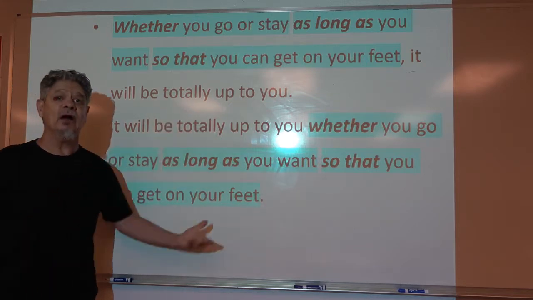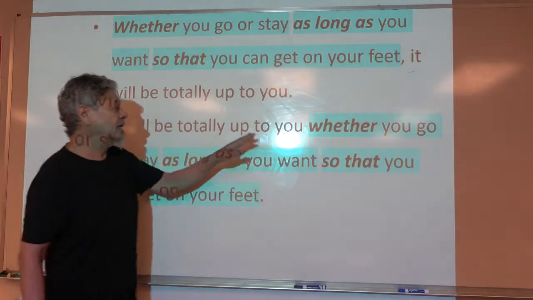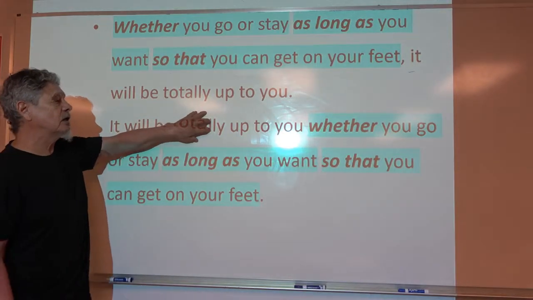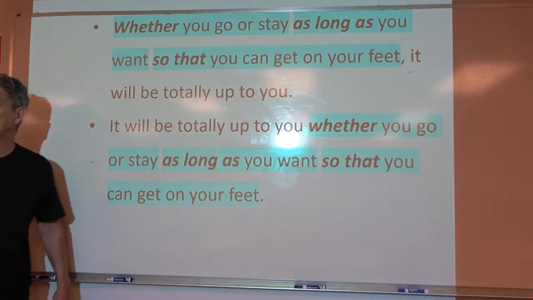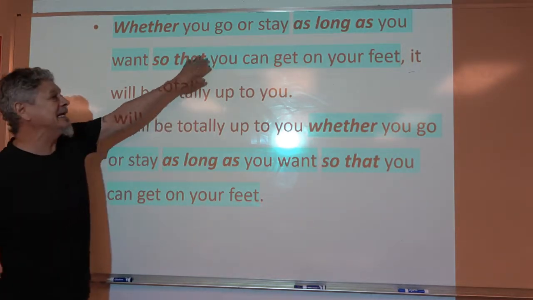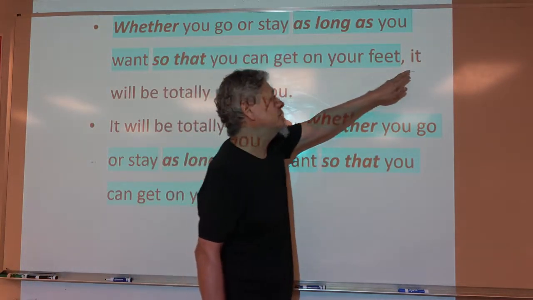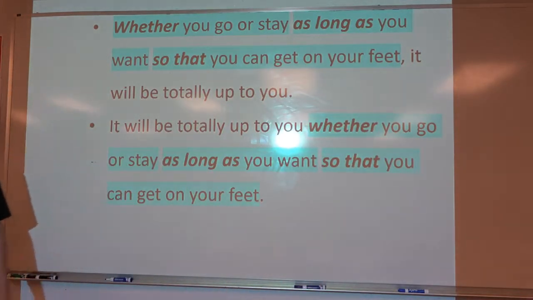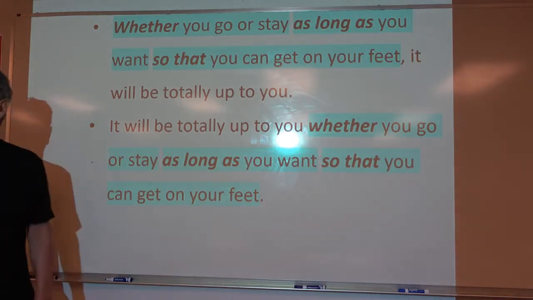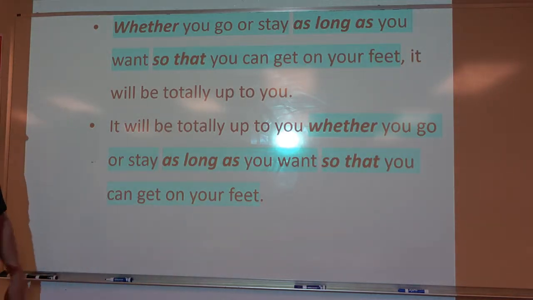Here, there's no comma at all. Because when you have an independent clause and you have a dependent clause, no comma is needed. But if you begin with a dependent clause and then you have an independent clause, then you do need a comma. Okay? Any questions? All right. Now I'm going to show you another example.